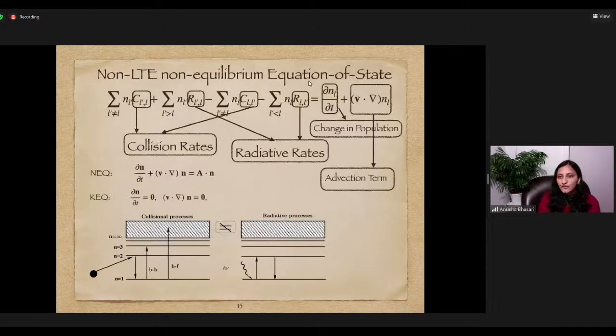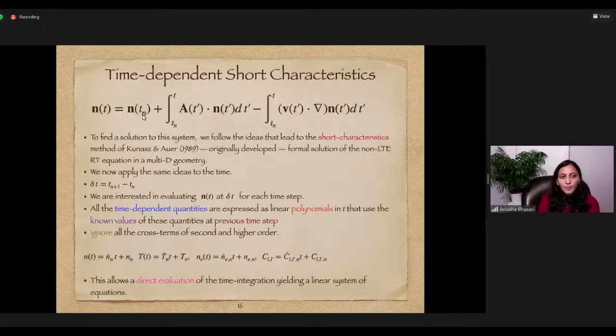To recall, this is the form of the non-equilibrium rate system, integrating which we have a population evolution equation given here. Here, n of t is the population at time t, which depends on the population at time t_n, and integrating on t_n to t, this is the integral of the rate system, and this is the advection part. Now, to find a solution to this system, we follow the ideas that led to the short characteristic formal solution method originally developed for the non-LTE radiative transfer equation in multidimensional geometry. We apply the same ideas, but now in time.